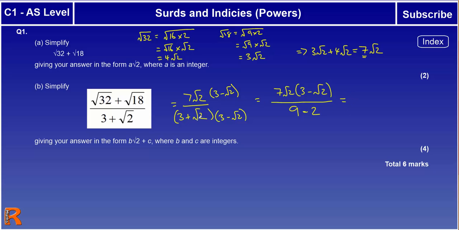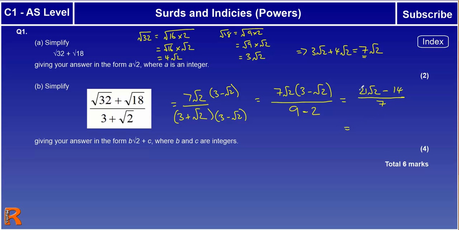The other terms, root 2 times 3 and minus root 2 times 3, cancel, and that's why we use this format, this difference of 2 squares idea, to get rid of the middle terms. So we've got 7 root 2 times 3, which is 21 root 2, and then 7 root 2 times minus root 2, which is going to be minus root 2 times root 2, the square root of 4, which is 2, so we've got 7 times 2, which is 14, and that's all over 7.